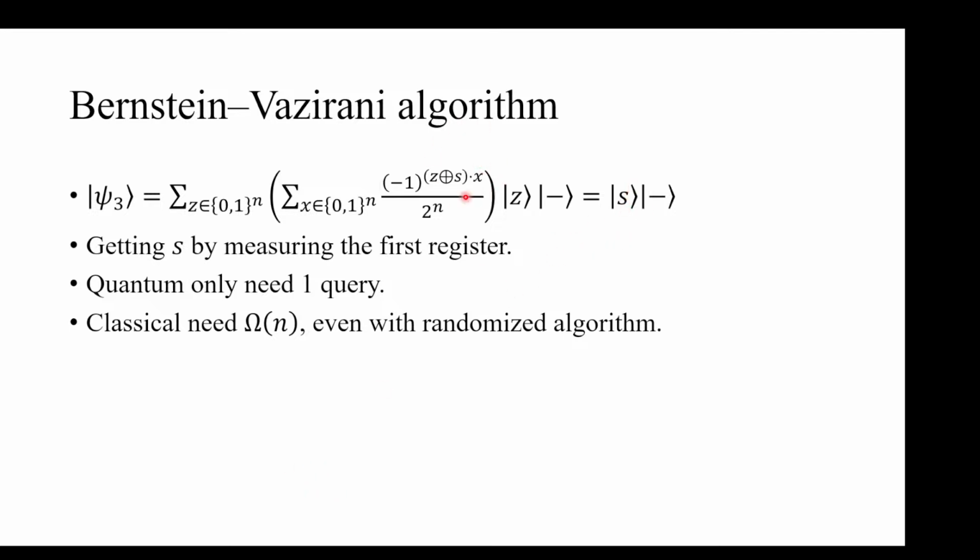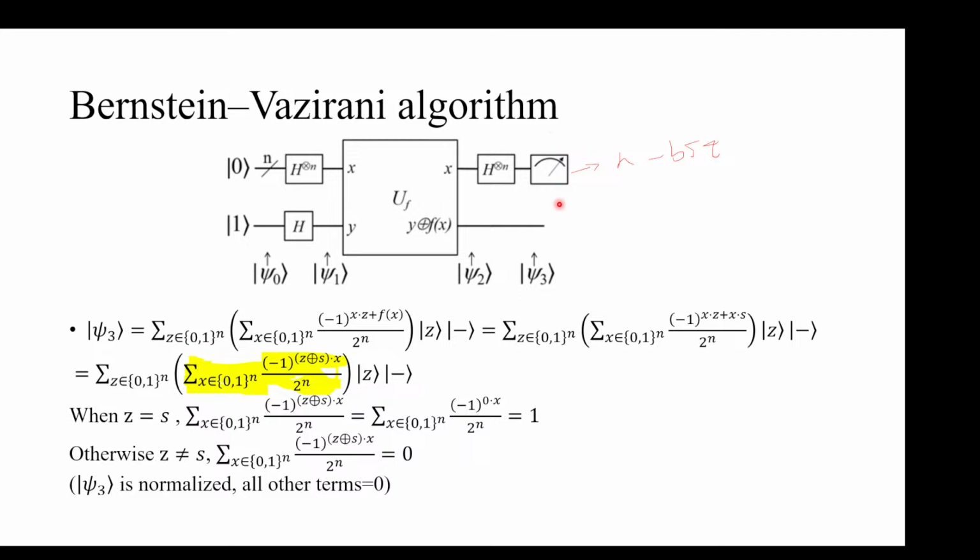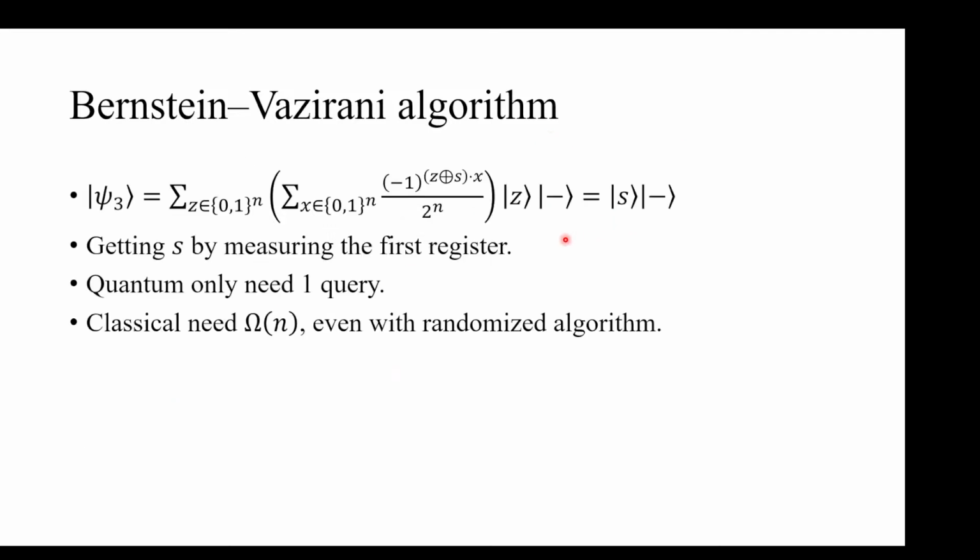Okay, because this factor is 1 if and only if z equals s, so you only have s here. And since you got s here, you just measure the first register and you get your n-bit string s. As we said, the quantum algorithm only needs one query to learn s, but the classical algorithm needs Omega(n) queries, even with a randomized algorithm. Okay, so we have this.